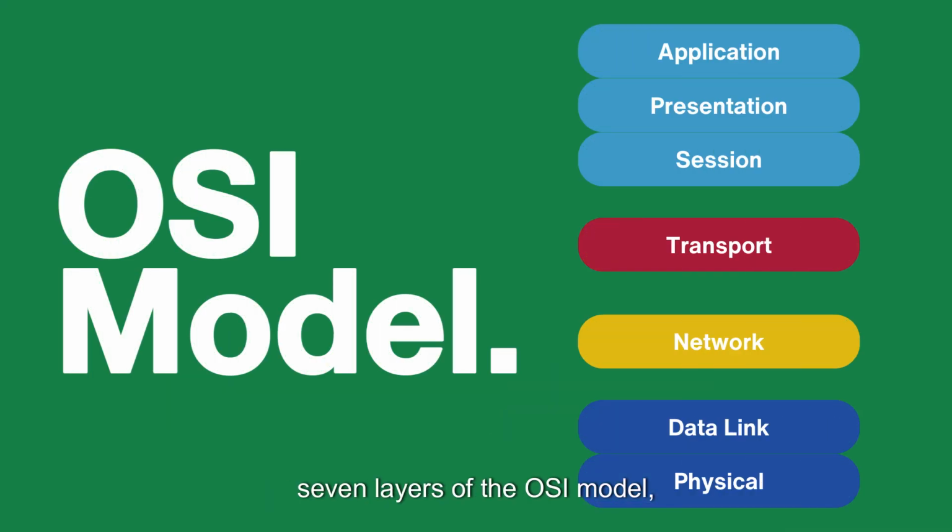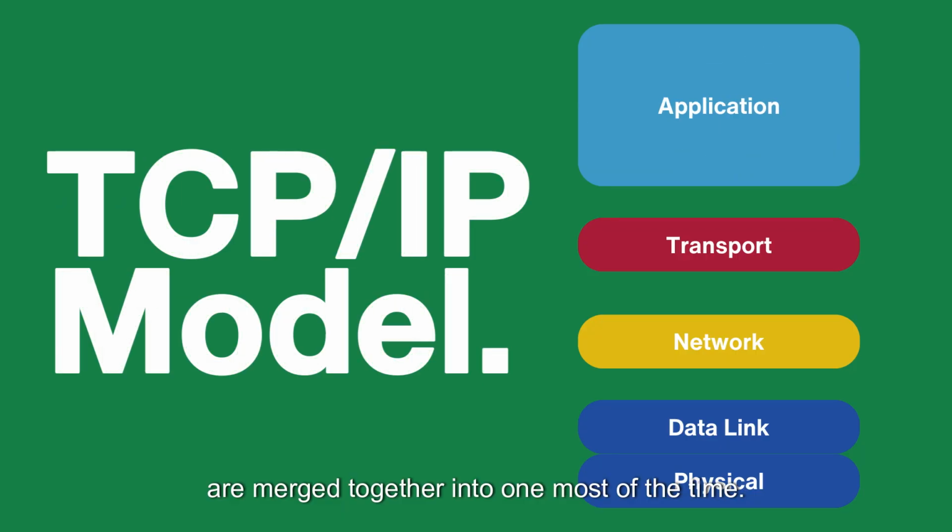Data packets are transferred through the 7 layers of the OSI model, which is the conceptual framework of network communication. Though in real life, these top 3 layers are merged together into one most of the time. This is called the updated TCP/IP model. Let's explore what each of these layers does.